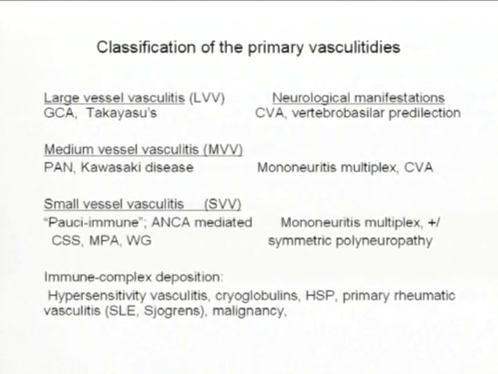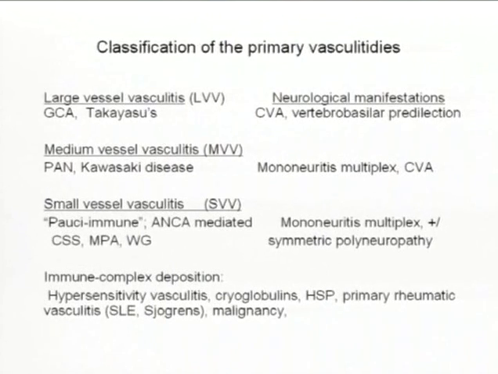I'm going to end by briefly touching base about the vasculitides. The vasculitides are syndromes characterized primarily by inflammation of the blood vessel walls, and they can be understood by the size of the blood vessels which are affected. So the larger vessel vasculitides include giant cell arteritis and Takayasu's. The medium vessel vasculitides include polyarteritis nodosa and Kawasaki disease.